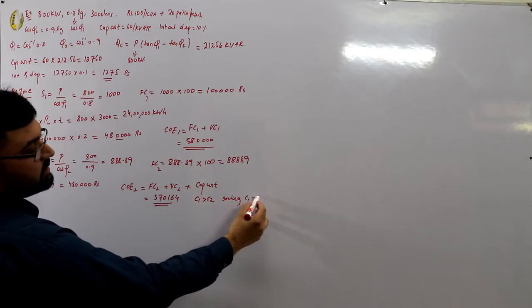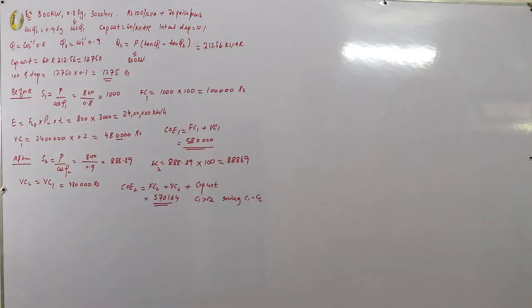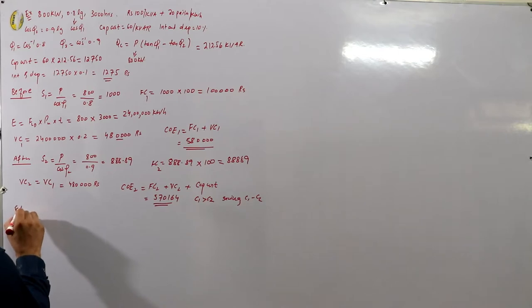And how much have you saved? So C1 minus C2. Fine. Yes. Next example. This was 6.6.